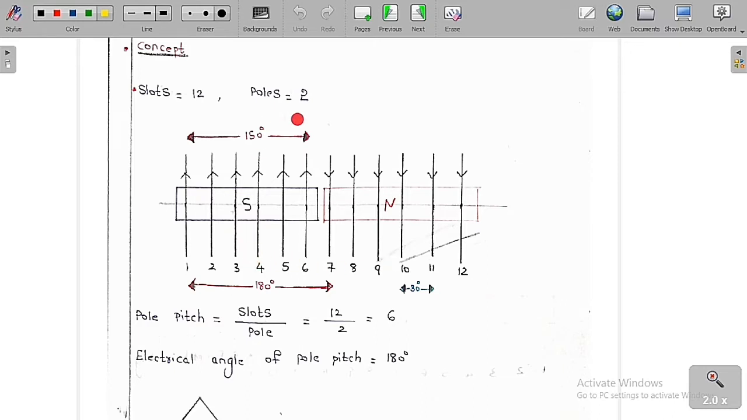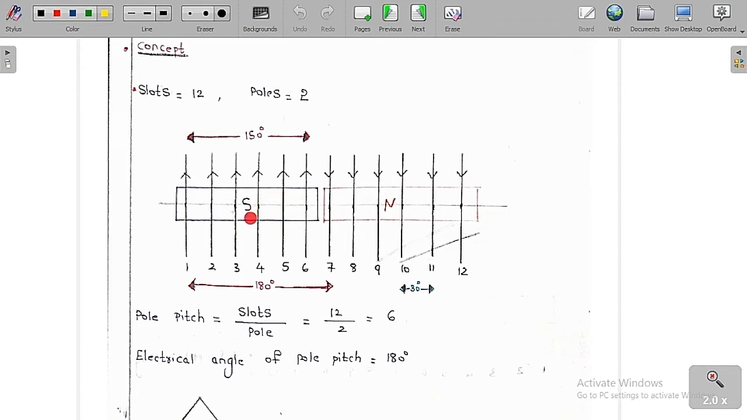So slots per pole. The pole pitch means the number of slots per pole. Pole pitch is the ratio of the total number of slots by total number of poles. Or we can say simply the number of slots which are assigned for each and every pole is called a pole pitch. So 12 by 2 is 6. So go for the 6: 1, 2, 3, 4, 5, 6. So this is for one pole and the remaining 6 for the other pole.